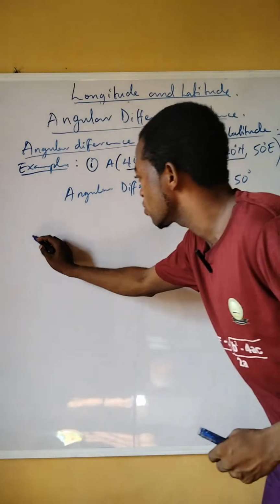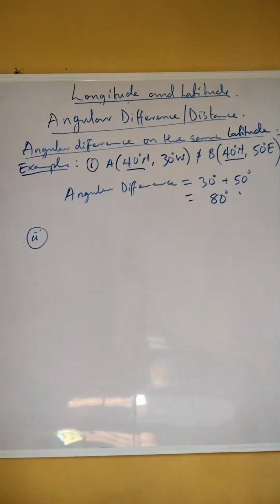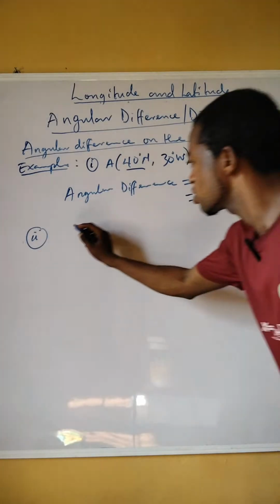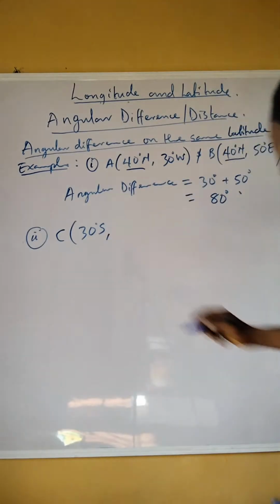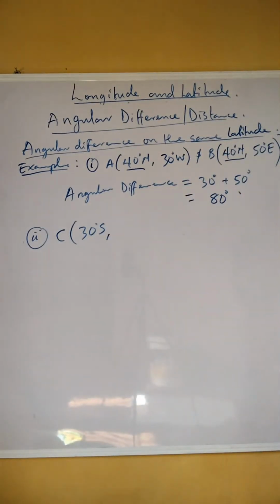Now consider the second one as well. To buttress this, we have these 2 points given. 30 degrees south, point C. We have 30 degrees south, then comma 20 degrees east.